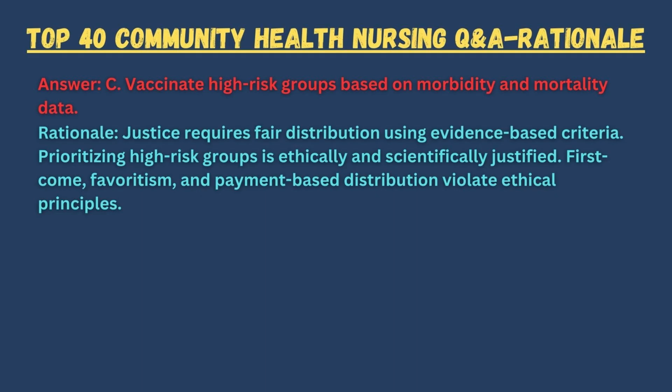Answer: C. Vaccinate high-risk groups based on morbidity and mortality data. Rationale. Justice requires fair distribution using evidence-based criteria. Prioritizing high-risk groups is ethically and scientifically justified. First-come, favoritism, and payment-based distribution violate ethical principles.